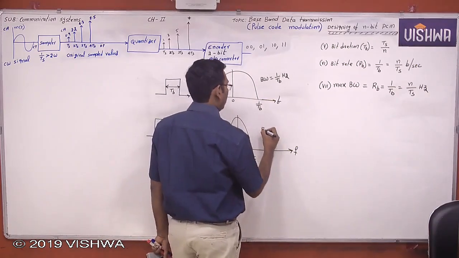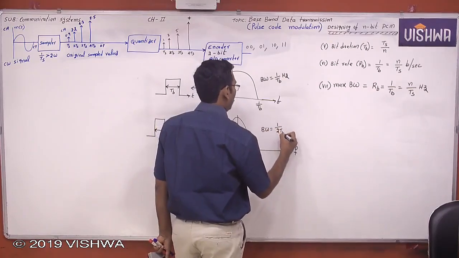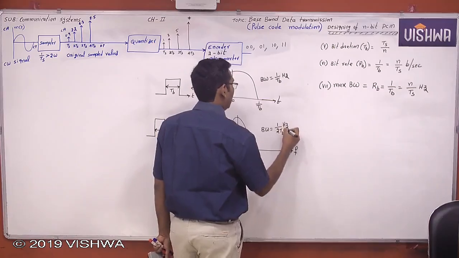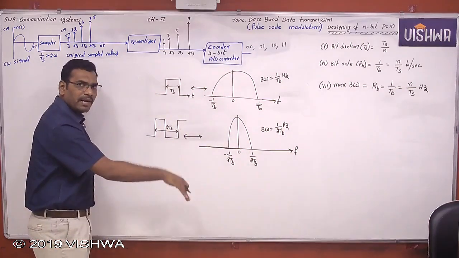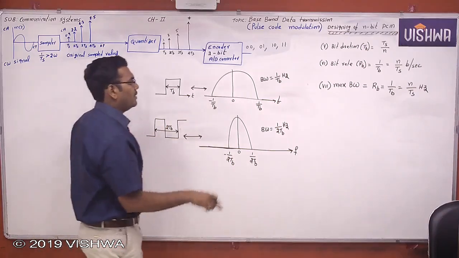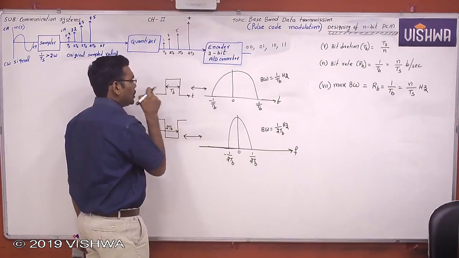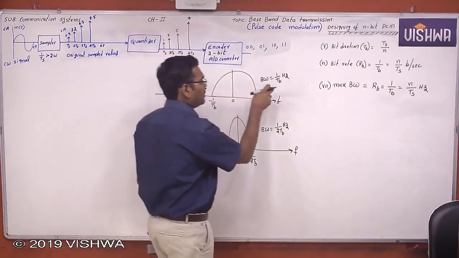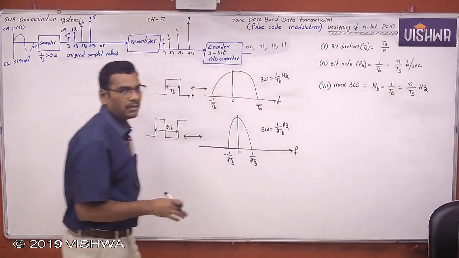Now what is the bandwidth? Bandwidth is equal to 1 by 2 TB. So pulse width is more, bandwidth is less. Now again with 3 TB, bandwidth is less, with 4 TB, bandwidth is less. In which case can you get the maximum bandwidth? With a minimum bit duration of TB. So with a minimum bit duration of TB, this is the maximum bandwidth. That's why you can write that the maximum bandwidth is RB itself. 1 by TB means RB.